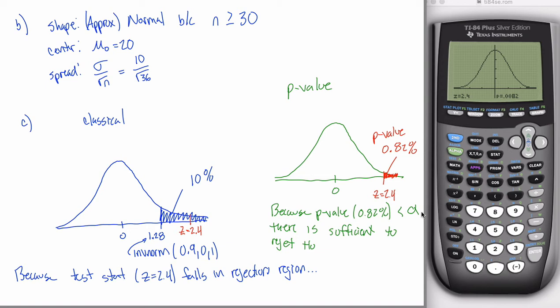So anytime your p-value is less than alpha, it means your test statistic's in the rejection region, and it means you're going to reject the null hypothesis. Anytime you reject the null hypothesis, you say that the claim is true. So I can conclude that college students eat more pizza. Sure. So if I can squeeze this in here.